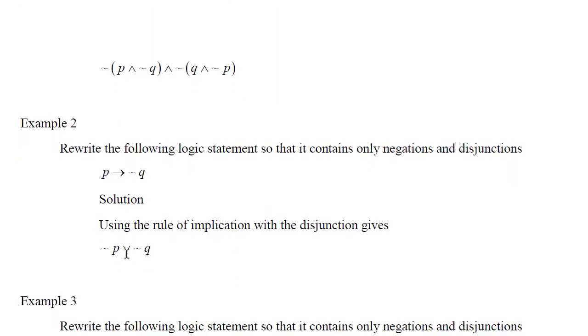So, turning this if-then statement into an OR statement, I negate the front one, so this P becomes a not P, and I keep the second one the same. So if P, then not Q, that's the same thing as saying not P or not Q.